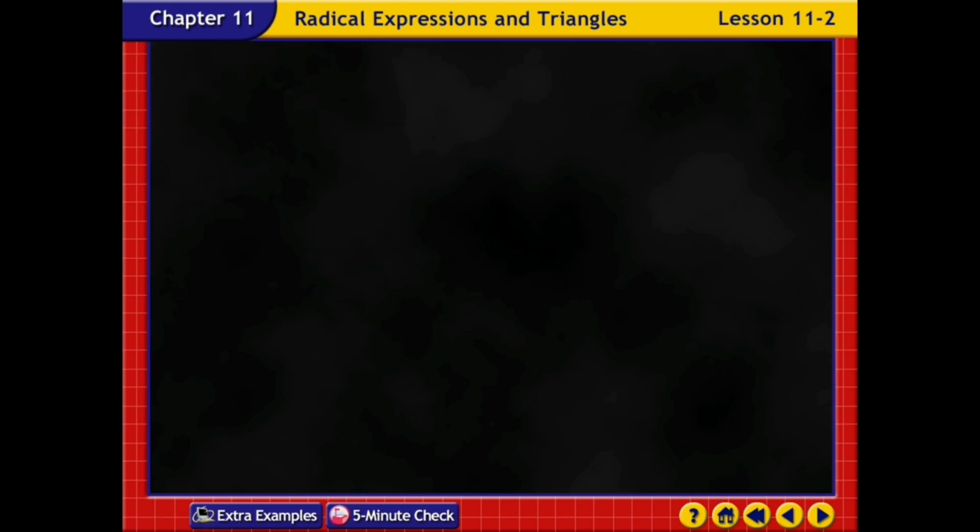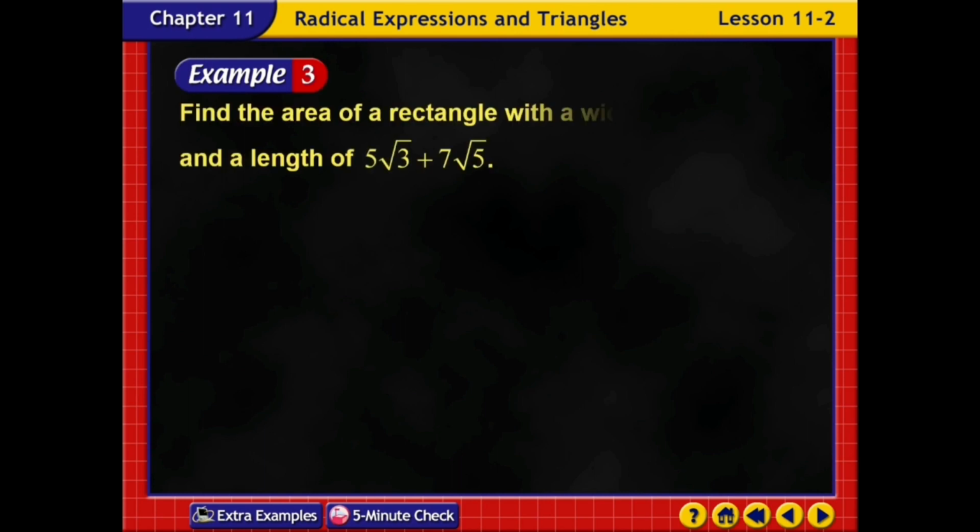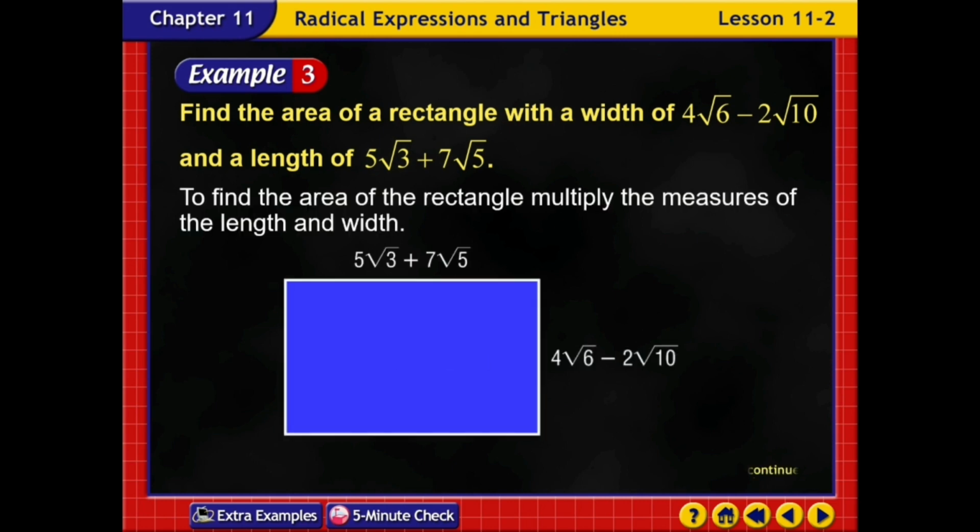Let's proceed to example number 3. Find the area of a rectangle with a width of 4 square root of 6 minus 2 square root of 10 and a length of 5 square root of 3 plus 7 square root of 5. To find the area of a rectangle, we simply multiply the measure of the length and the width. So here, we have 5 square root of 3 plus 7 square root of 5, this is our length, and 4 square root of 6 minus 2 square root of 10, this is our width.